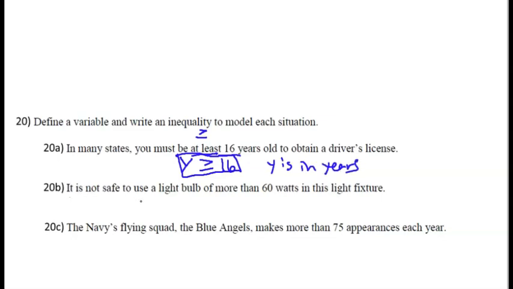20b. It is not safe to use a light bulb of more than 60 watts in this light fixture. So more than 60 watts is not safe. So it can't be 61 watts, it can't be 80 watts, but it could be 40 watts. So we're going to put less than or equal to here. So we have W is less than or equal to 60, where W is in watts.